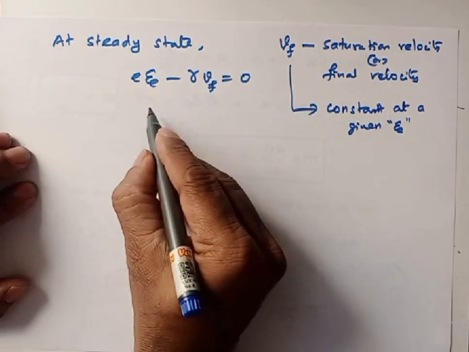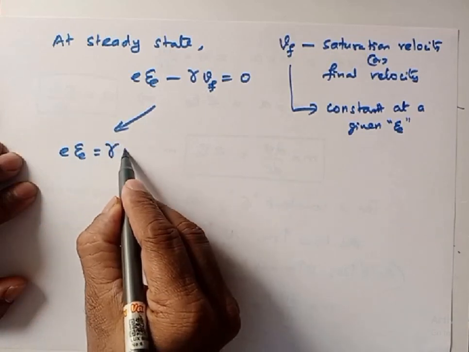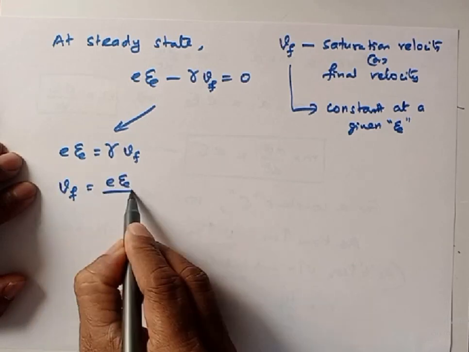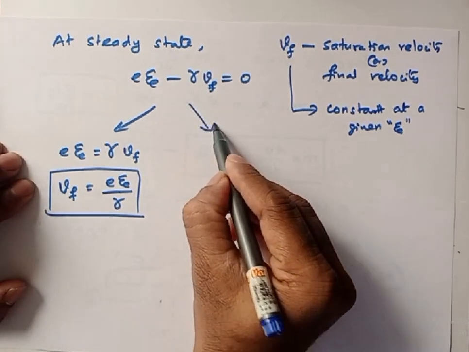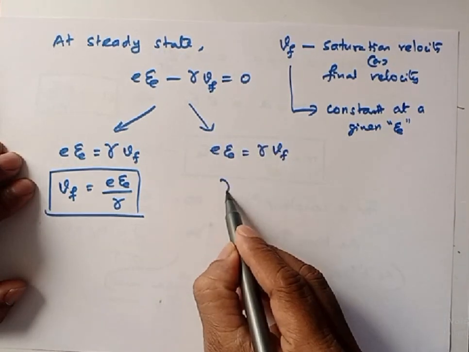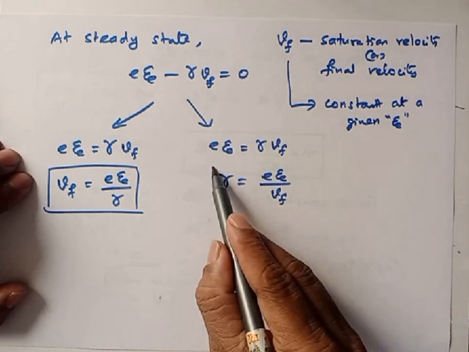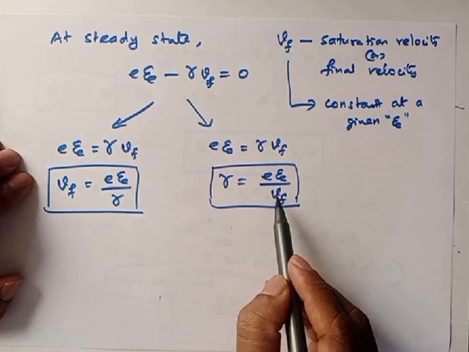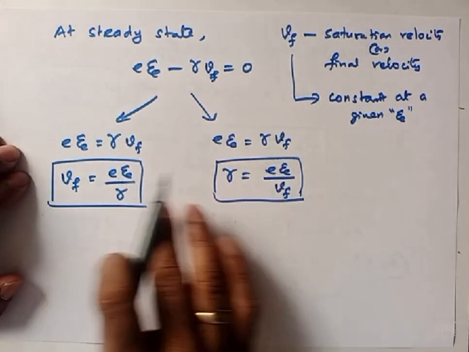If I rearrange this equation, we can write this as E into epsilon equal to gamma into Vf, or Vf equal to E into epsilon by gamma. This is one relation we get, right? We can also write gamma equal to E into epsilon by Vf, where Vf is the final average velocity of the electron in the applied field strength epsilon. Clear? So keep these two quantities in mind.